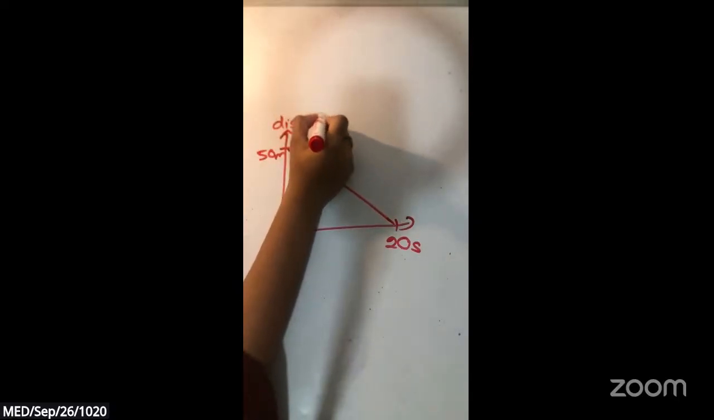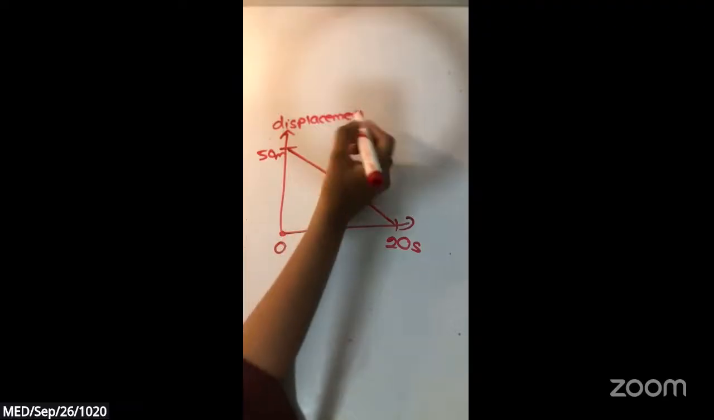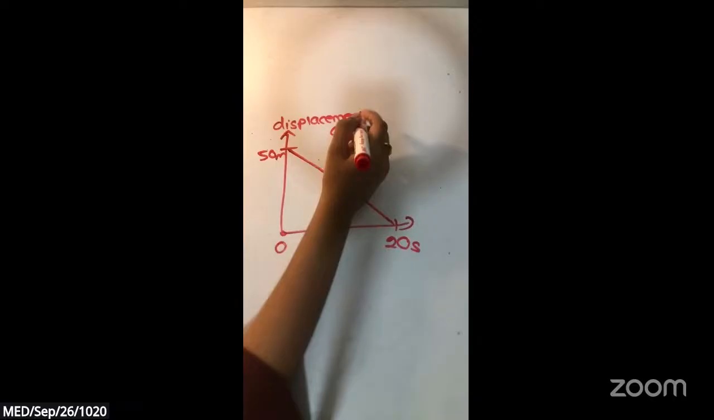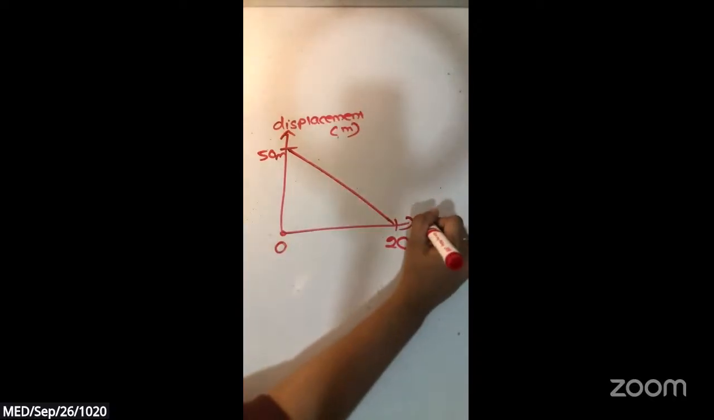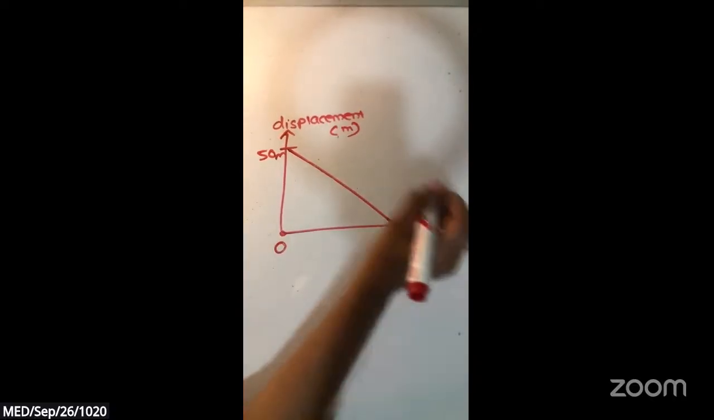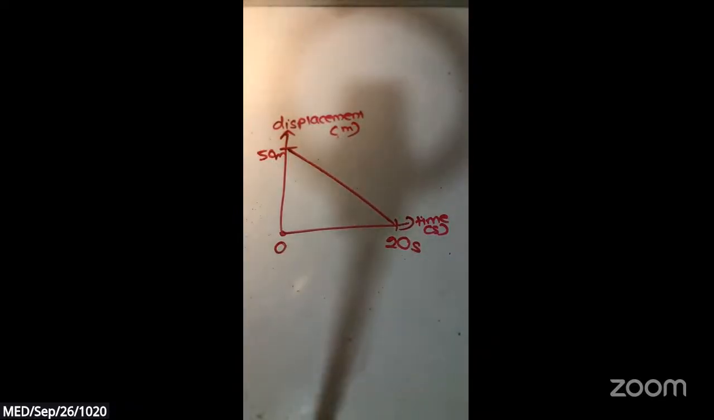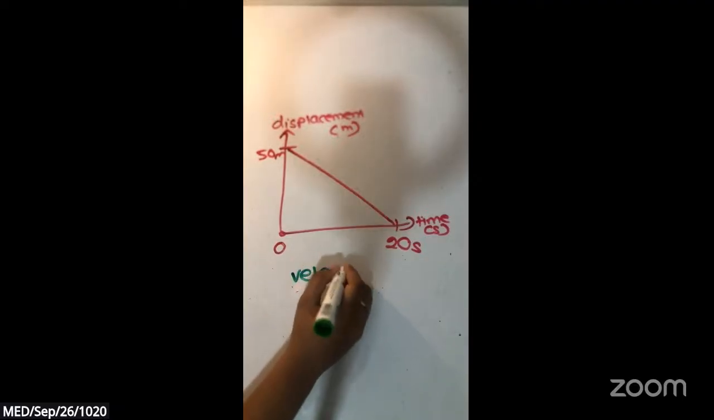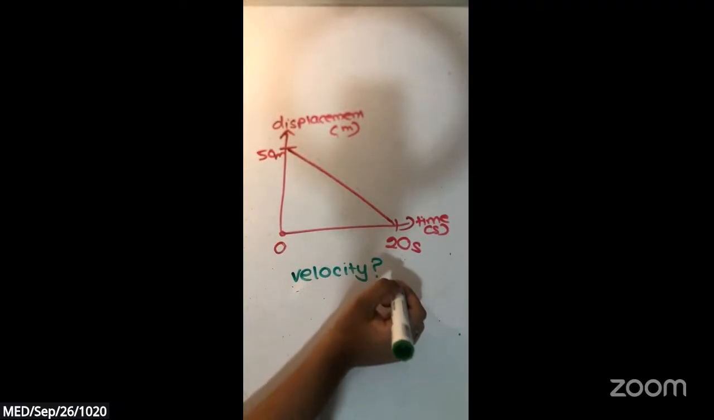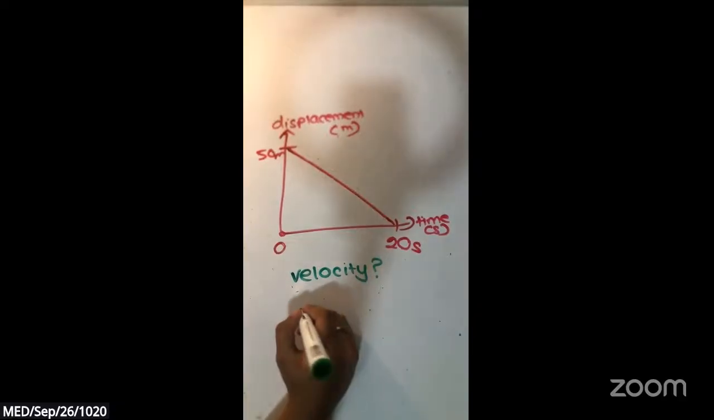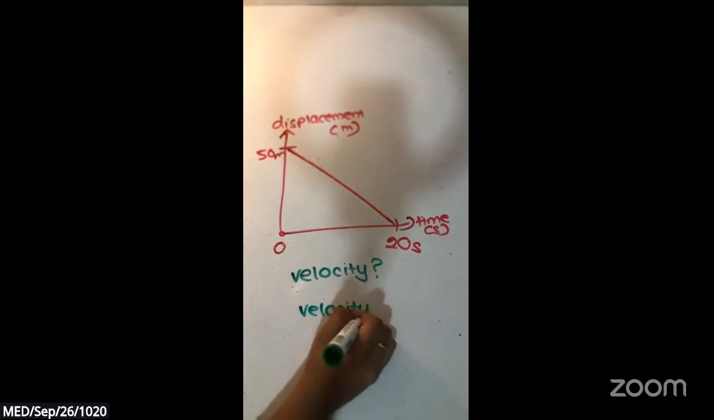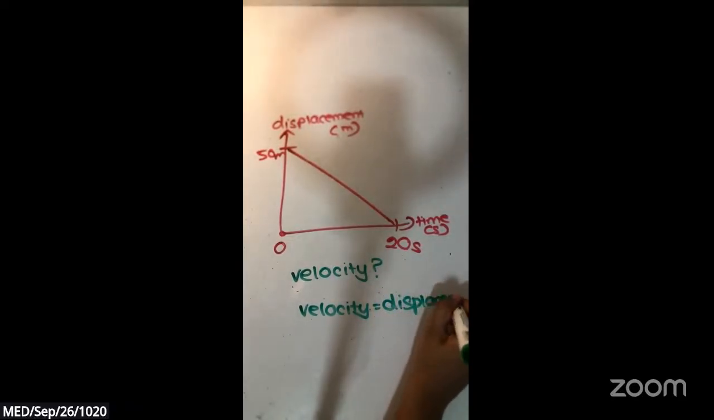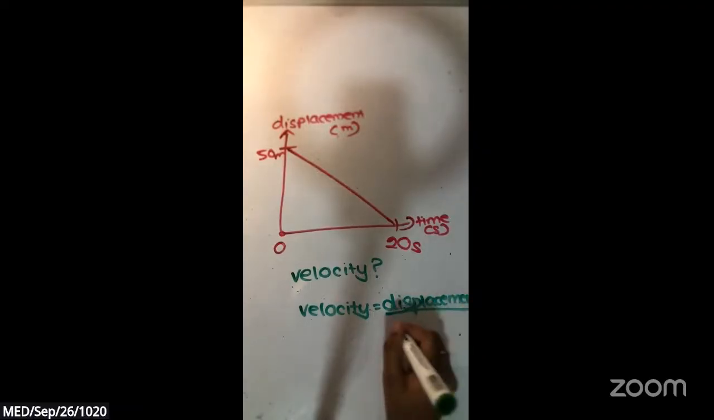Displacement, meter. So if you're already thorough with this lesson, try to write it with me, without just watching. You try to solve it before I solve it, and then send the answer in the chat. Right? So now they can ask you, what is the velocity of this? Initially, I told you the equation of velocity, right? Velocity is equal to displacement over time.